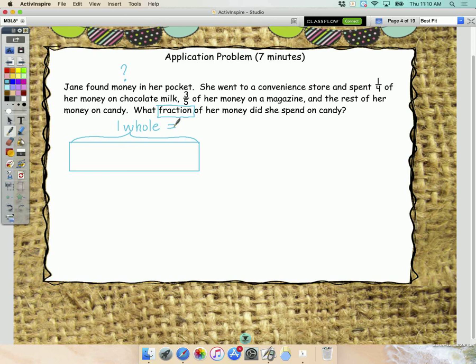All right, so how many things did she buy? 3. And I want to write it a little different today, okay? I want to put the fraction below the tape diagram. So she spent money on chocolate milk, a magazine, and candy. So I'm just using abbreviations here. She spent 1/4 of it on chocolate milk. How much on magazines? 3/5. And then candy is unknown. Okay?